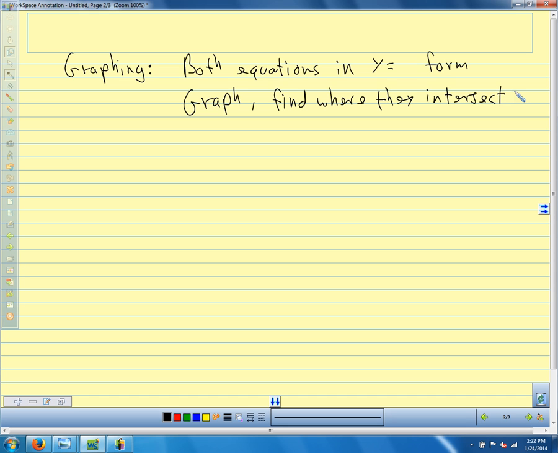So graphing is a nice way when we can use it, and especially when we have complicated functions. We can use our calculator, find where they intersect. Again, something that we know how to do, something that we've done before. So solving by graphing. That's our third technique. And then Justin said we can also use elimination.